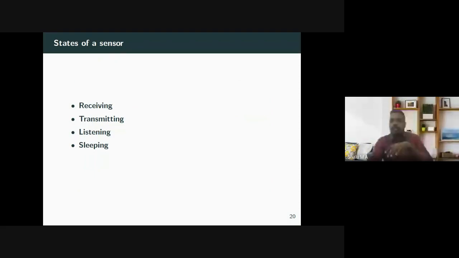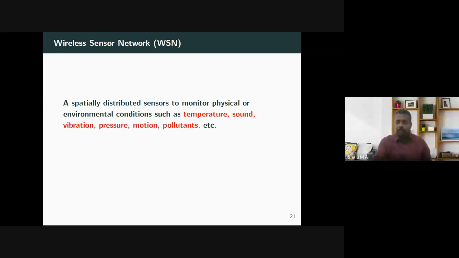What are the states of a sensor? It can receive messages and transmit messages. It can listen, it can sleep. Sleep means it will be inactive. The major trouble is that there's only limited computational power, and it is cost effective. The idea is, if you have an area to be protected, you place the cost-effective sensors all across this place, and let the sensors detect the motion and pass the information to the base station.